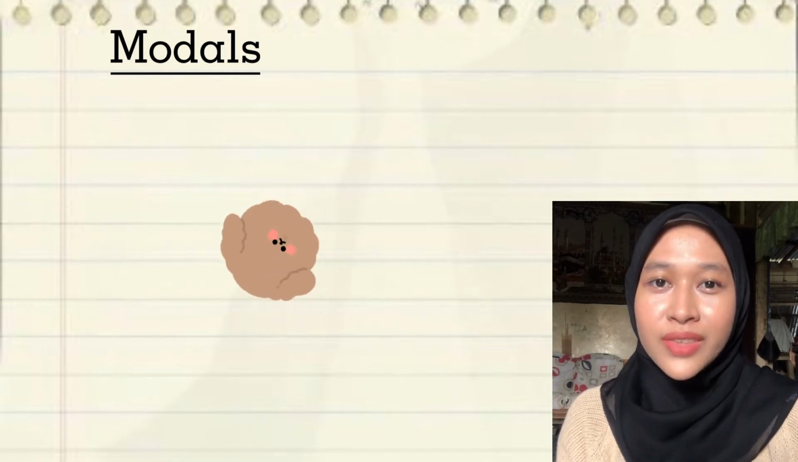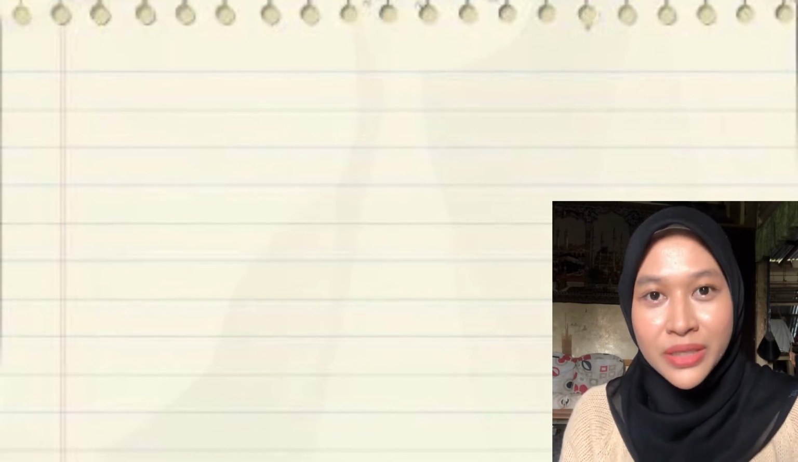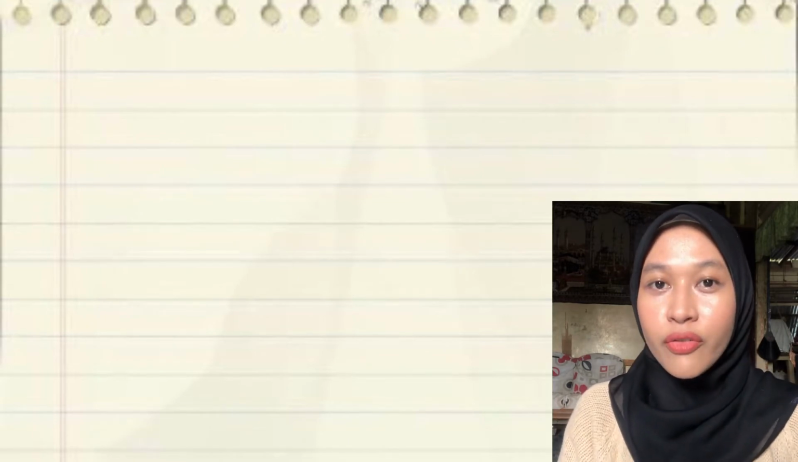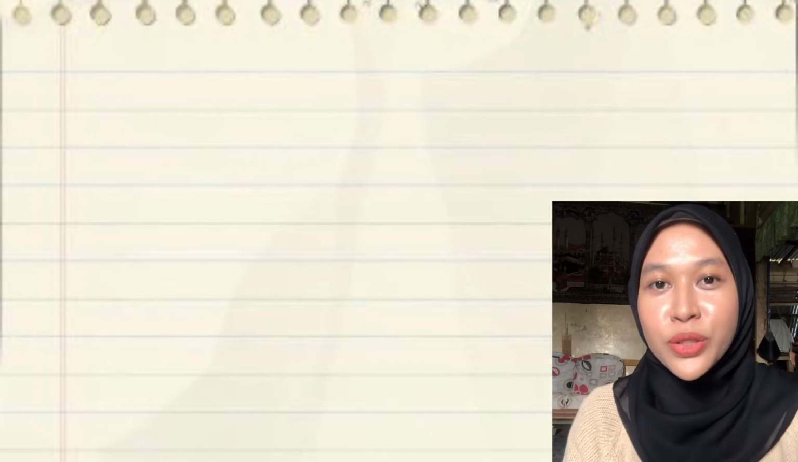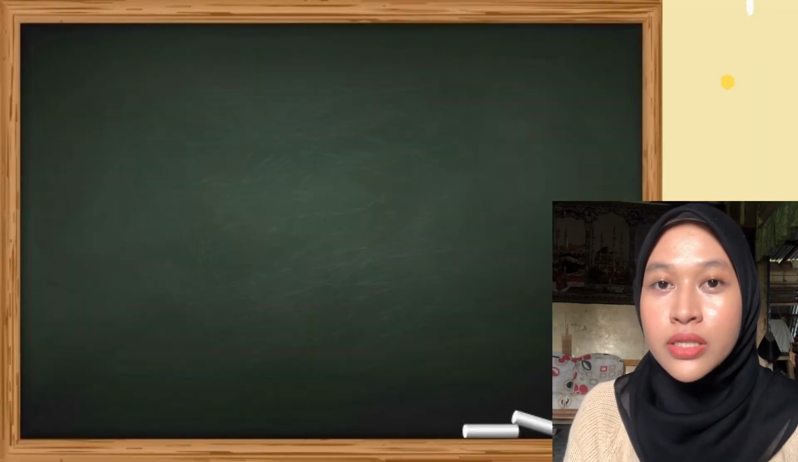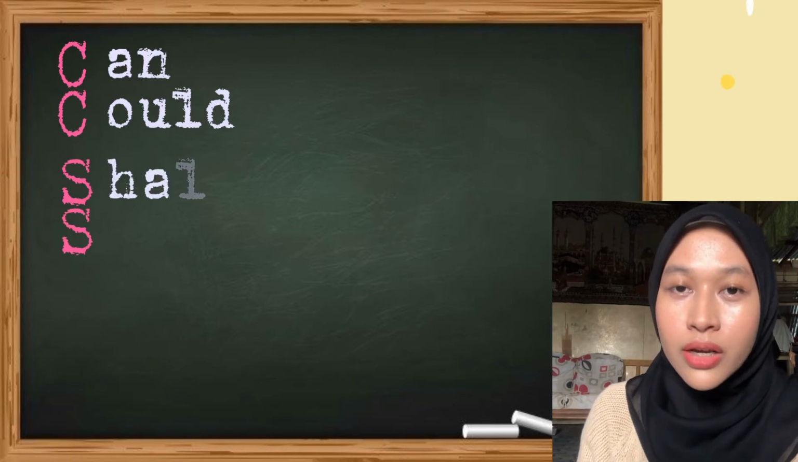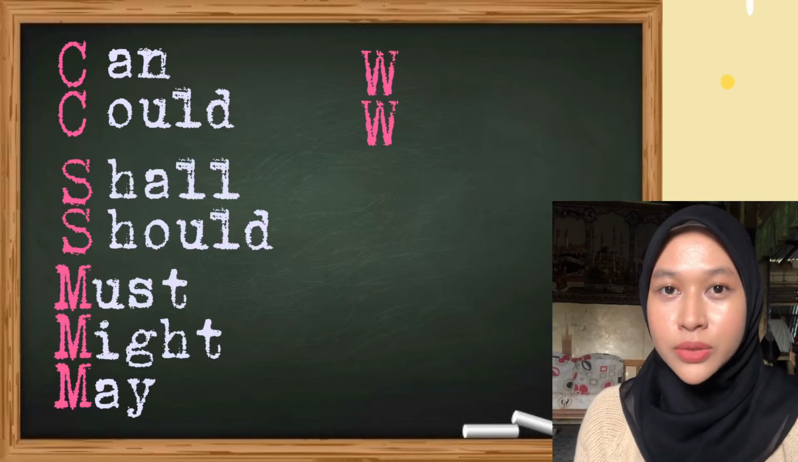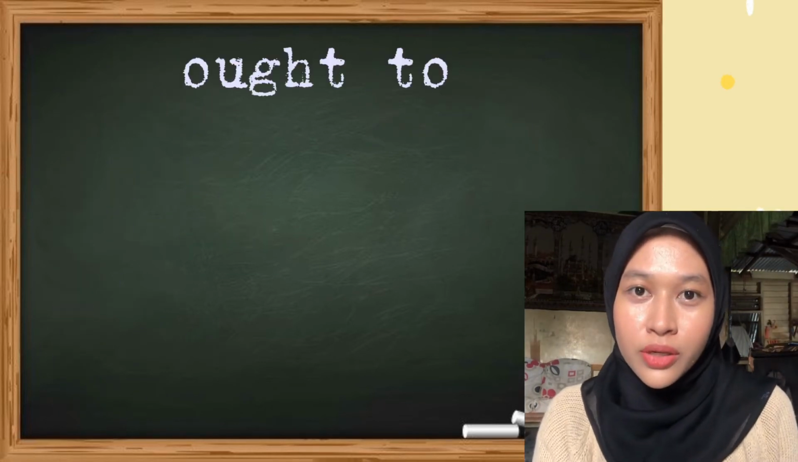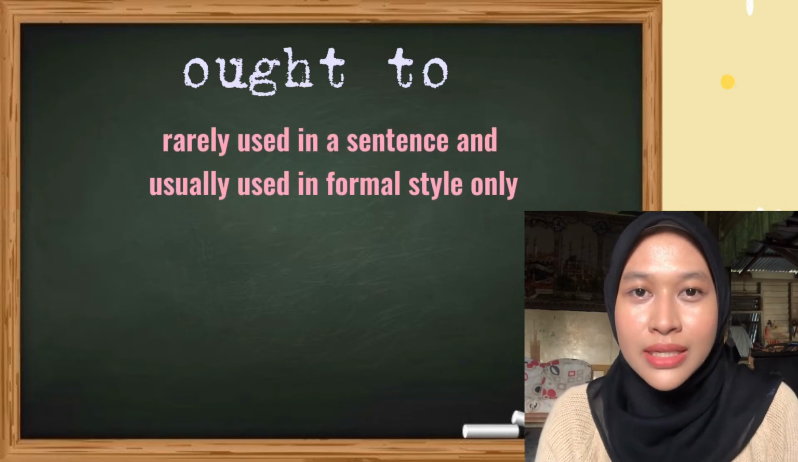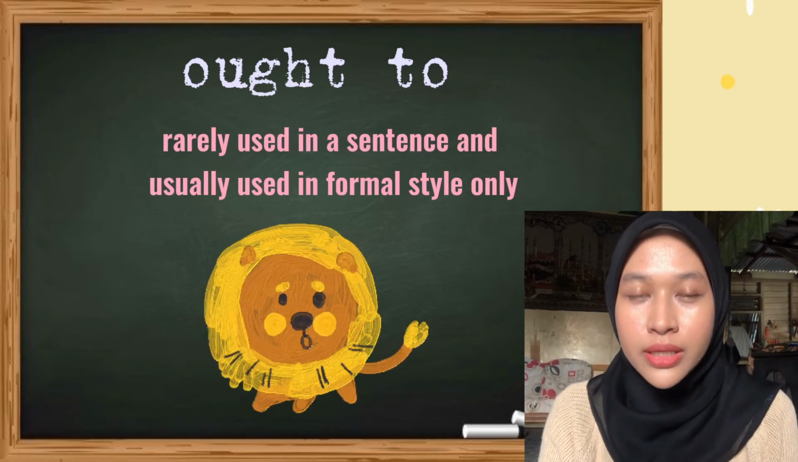Well, it does sound like a lot to remember, doesn't it? So I found a way that could help you remember them easily. We have 2C, 2S, 3M, and 2W. I excluded ought to because it is rarely used in a sentence and usually only used in a formal style only.